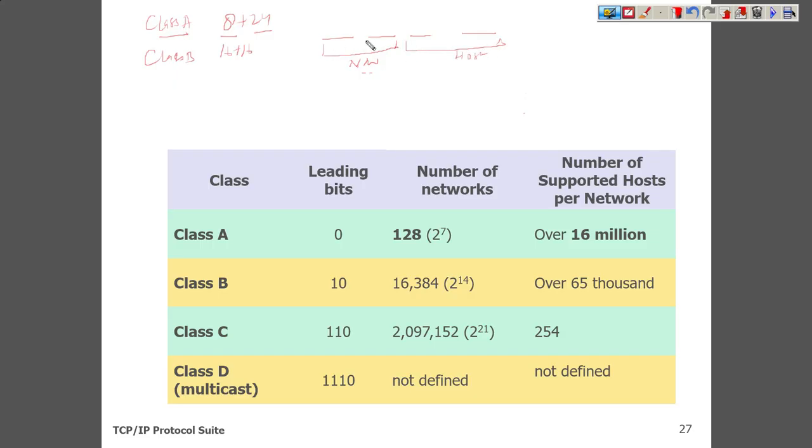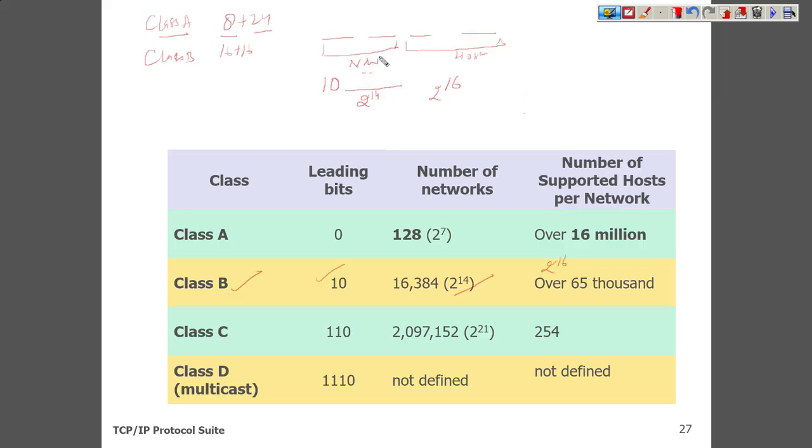Out of 16 bits, class B is defined by using 1 0. That means out of 16, 14 bits are remaining here. So we can have 2 power 14 combinations, and the size of each network is 2 power 16. You can also see here, for class B, this is the leading bit, and the number of networks can be 2 power 14, and 2 power 16 will be the size of the network.